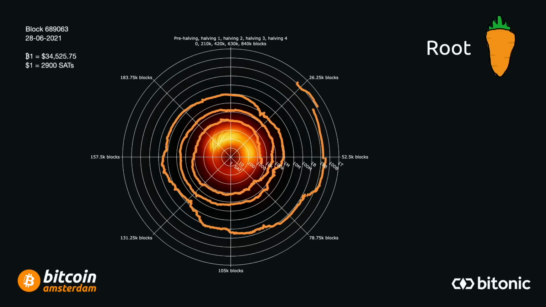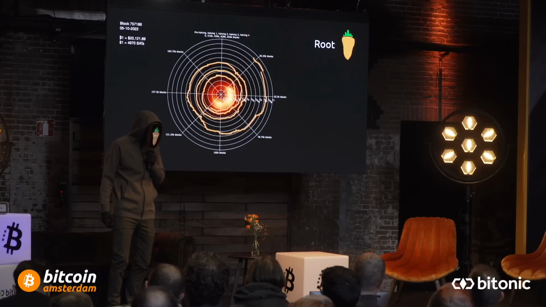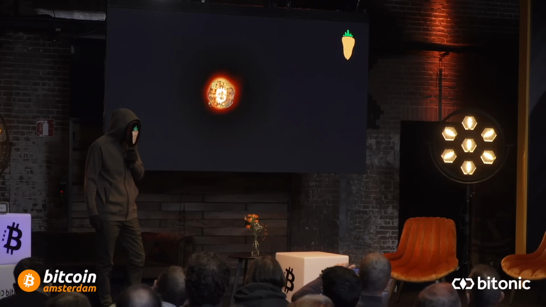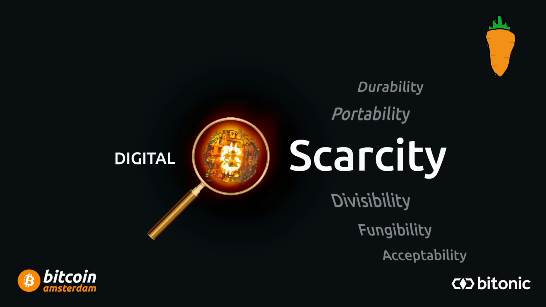Now, why is Bitcoin absorbing all this value? It's because Bitcoin is the hardest money. And why is Bitcoin the hardest money? Because Bitcoin scores really well on all monetary properties. And in today's presentation, I want to zoom in on one of those properties, which is scarcity. And we're going to look at digital scarcity in particular, through an on-chain lens.